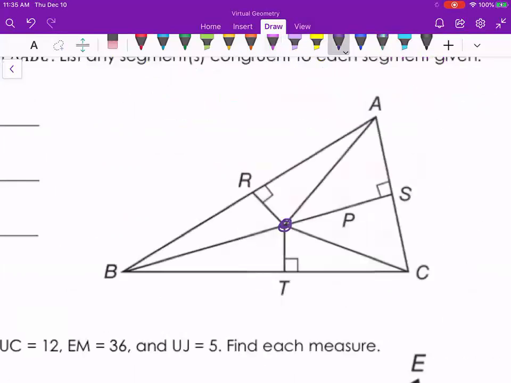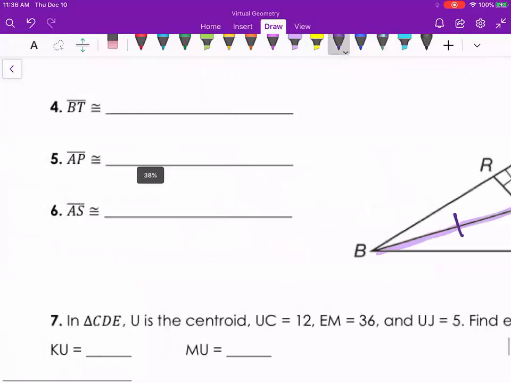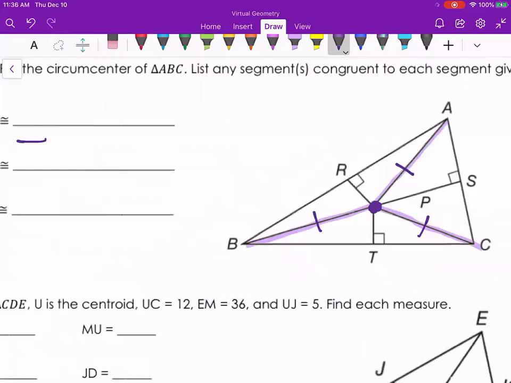All right, so if P is my circumcenter, first off, point P, the circumcenter to all three corners, is exactly the same. So P to B is the same as P to A and the same as P to C. And that answers one of my questions right there. AP is congruent to segment BP. And it's got an extra one, segment CP. All three of those are congruent because again, circumcenter to corner, all the same.